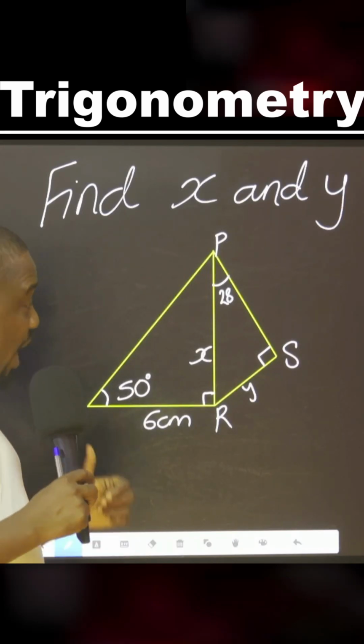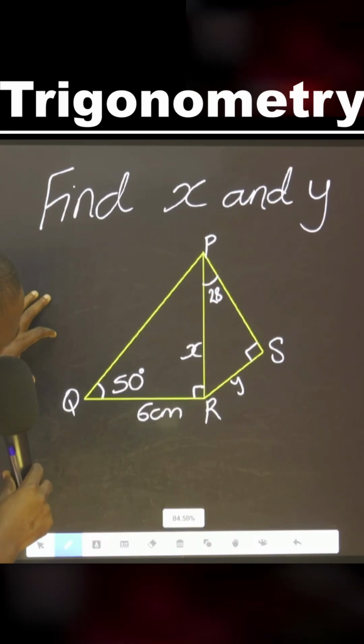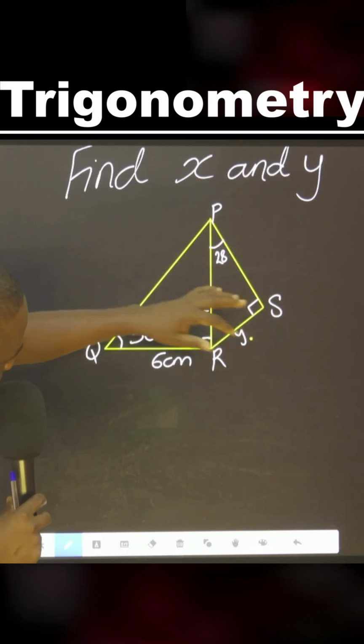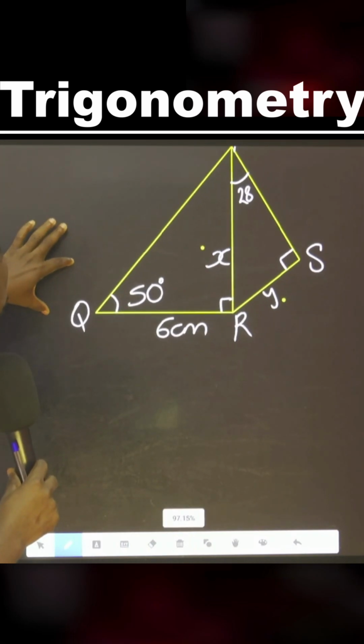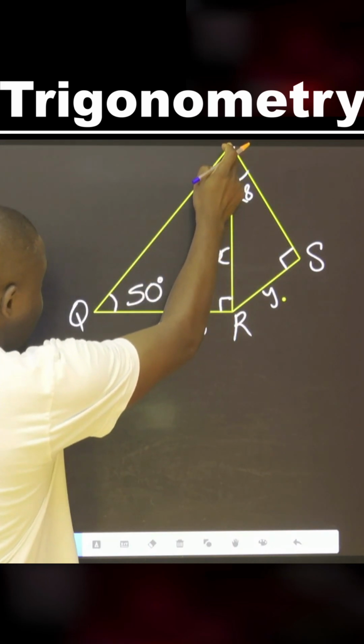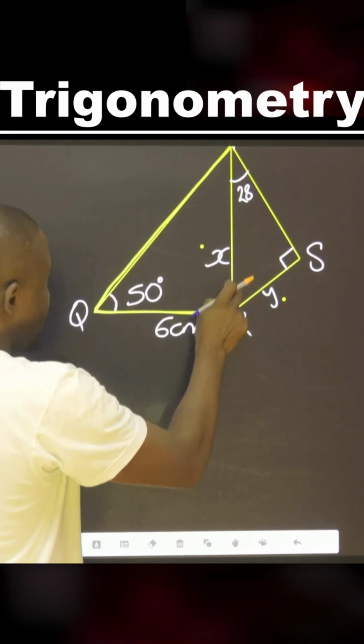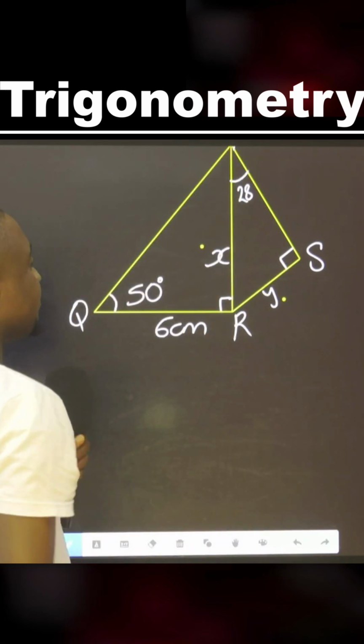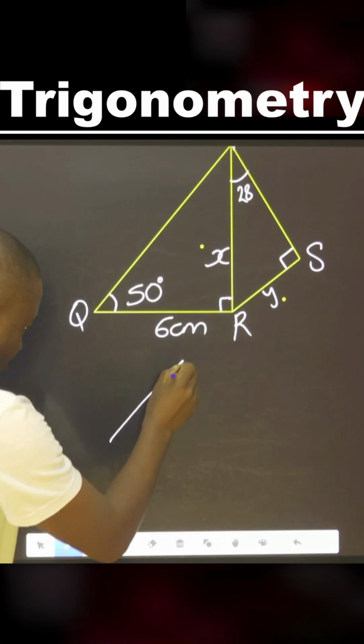Let's look at this. We are asked to find x and y. Let's first of all find x. This is a right angle triangle. On this side, I can bring it out like this.